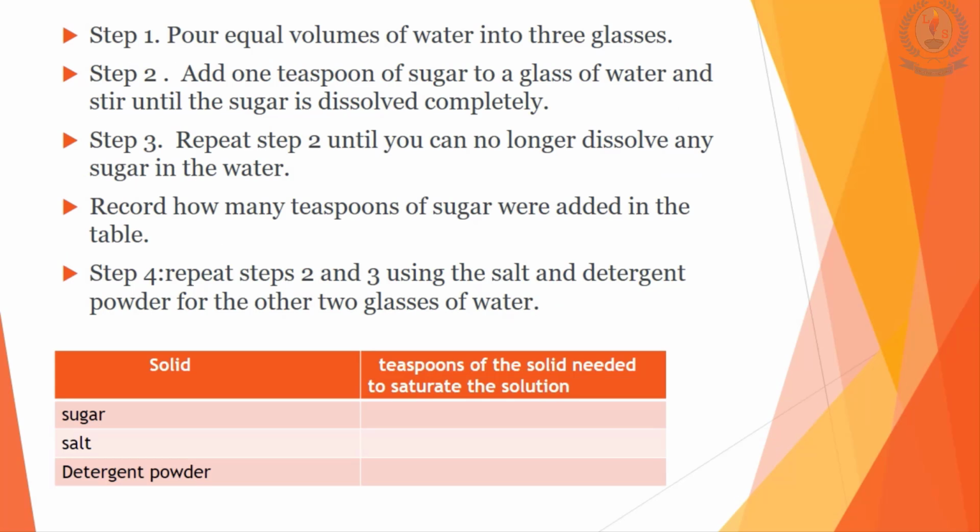Step 1. Pour equal volumes of water into 3 glasses. Step 2. Add 1 teaspoon of sugar to a glass of water and stir until the sugar is dissolved completely. Step 3. Repeat step 2 until you can no longer dissolve any sugar in the water. Record how many teaspoons of sugar were added in the table. Step 4. Repeat steps 2 and 3 using the salt and detergent powder for the other 2 glasses of water.